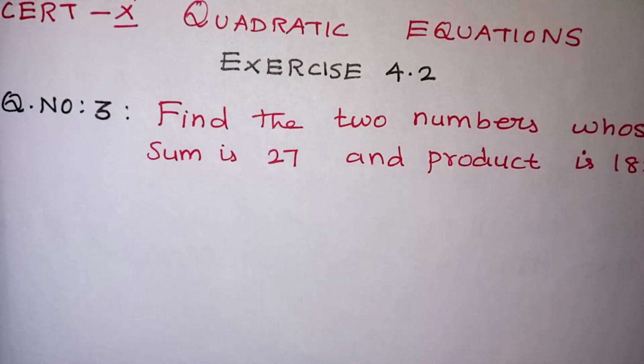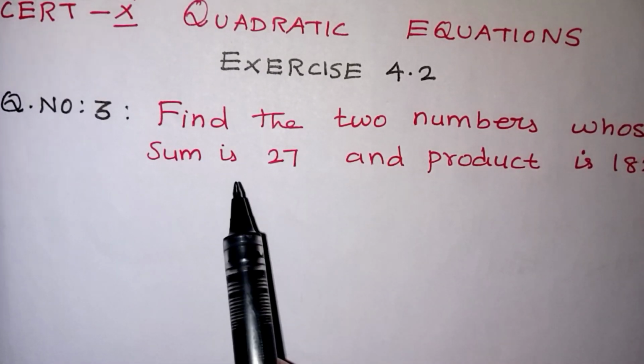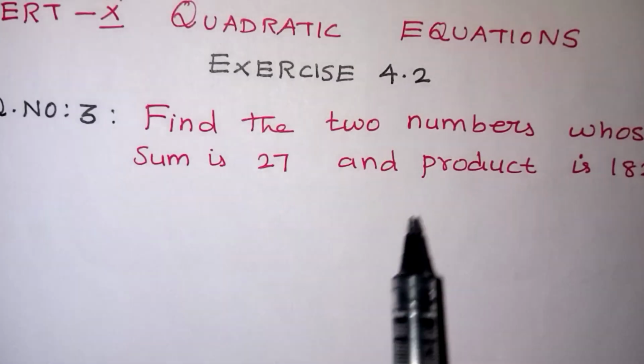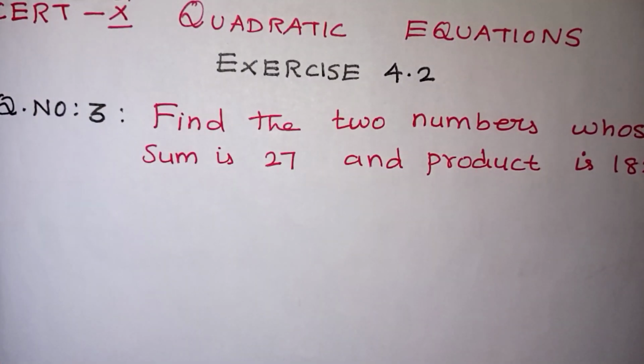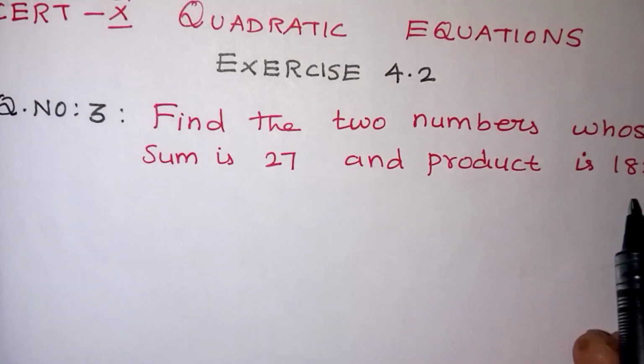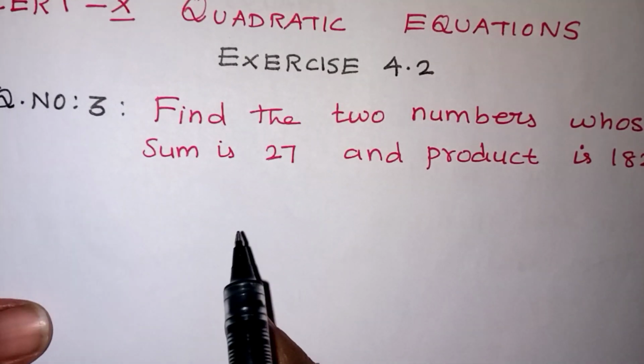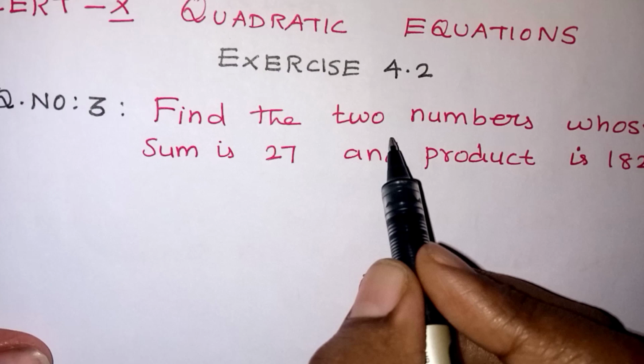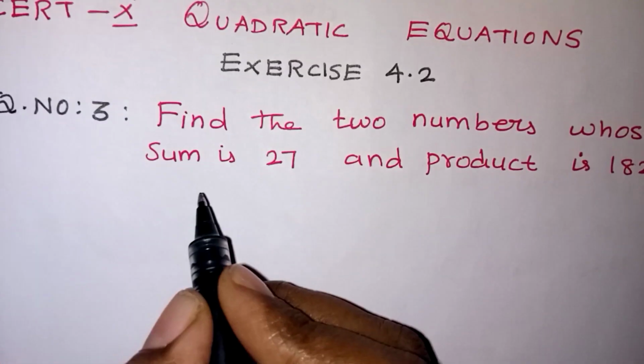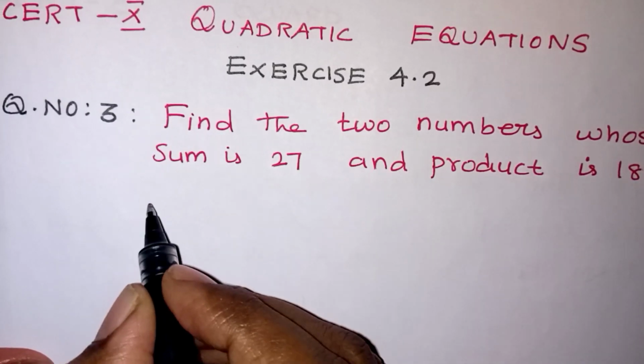Hi students, in this video we are going to learn exercise 4.2 in quadratic equations. This is our question number 3. Find the two numbers whose sum is 27 and the product is 182. Here we don't know what the two numbers are that we are going to find out. Let us take the two numbers as x and y.